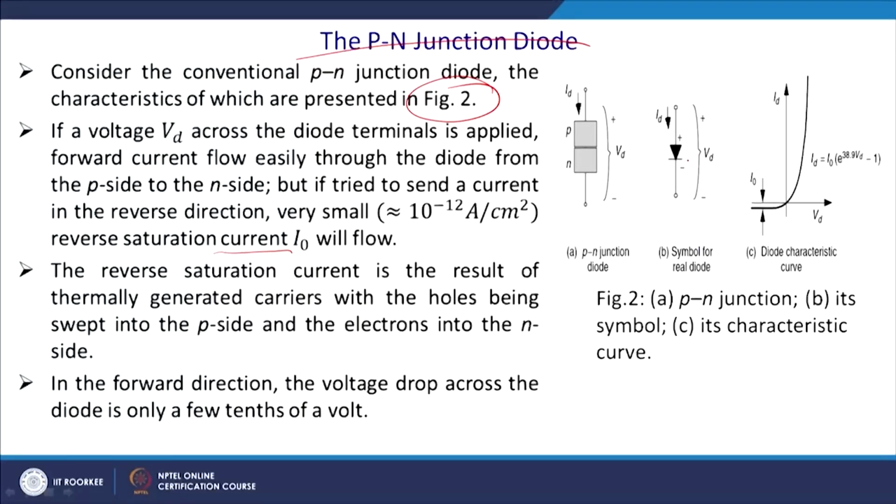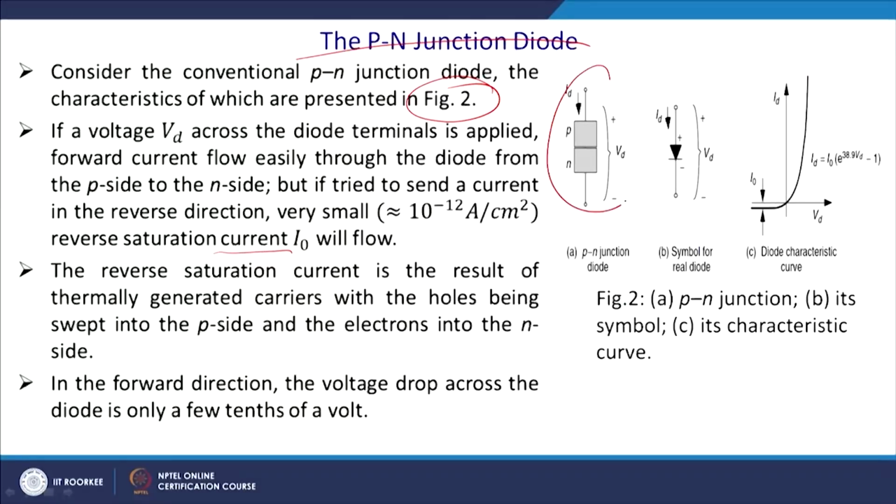The reverse saturation current is the result of thermally generated carriers, with the holes being swept into the p side and the electrons into the n side. Quite familiar, the diode bridge phenomenon. In the forward direction, the voltage drop across these diodes is only a few tenths of a volt, that is around 0.7 volt or 0.6 volt for silicon.